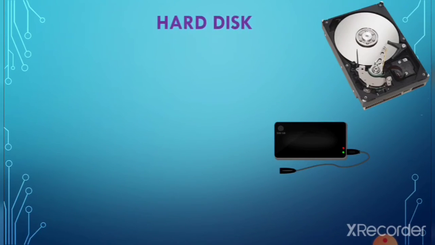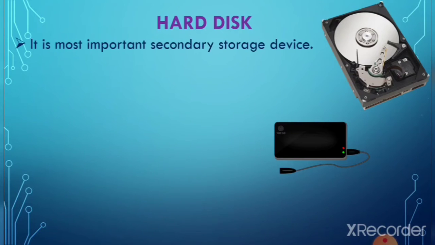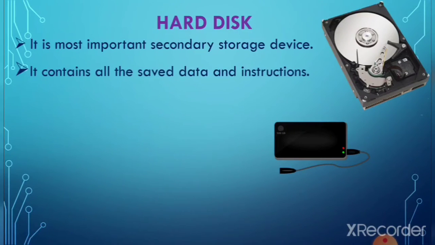First is hard disk. You can see the picture of hard disk on the screen. It is the most important secondary storage device. It contains all the saved data and instructions of computer. It is made up of multiple disks. Here in the picture you can see only one disk. It looks like a CD.